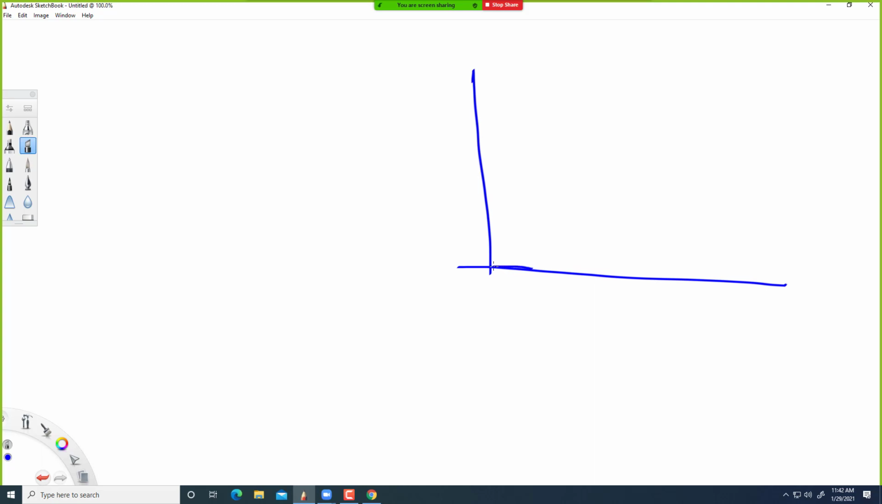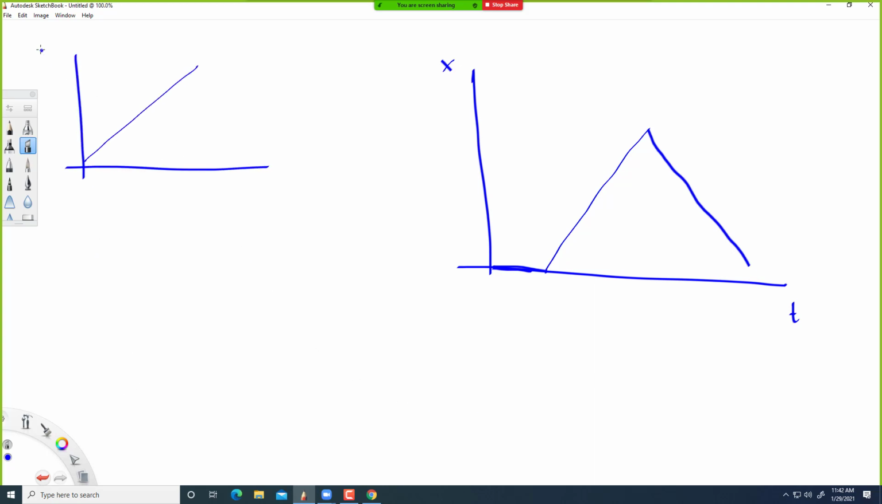So how did you find the velocity from the position versus time graph in your lab? You guys remember? For a constant motion, you got this kind of graph. And how did you find the velocity from that? Yeah, you found the slope, right? You found delta x over delta t, rise over run.